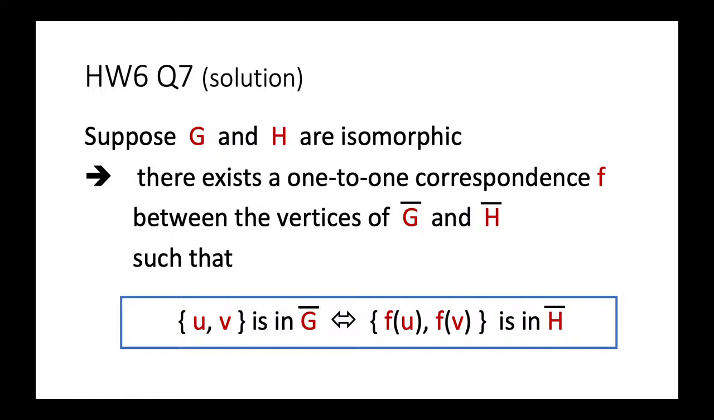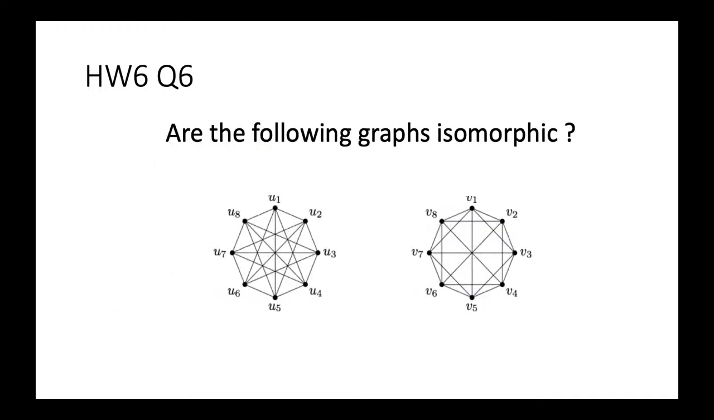And now we are back to question 6. This will be the final question for today. We want to ask, are the following two graphs isomorphic? For these two graphs, if we count the number of vertices, they are the same. If we count the number of edges, they are the same. But is it easy to show that they are isomorphic, or is it easy to show that they are not isomorphic? For these two graphs, there are so many edges.